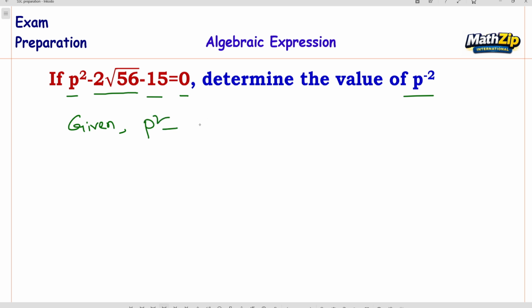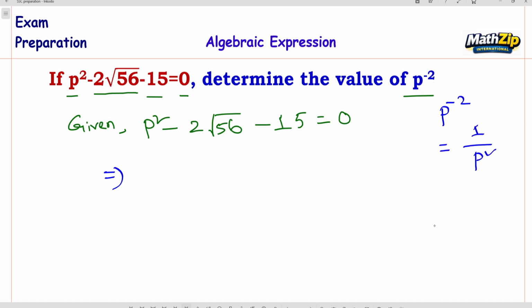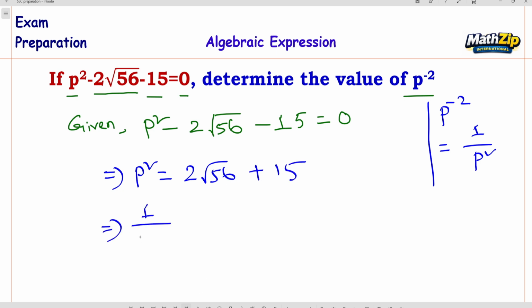p square minus 2 root 56 minus 15 equals 0. So our target is to find p to the power minus 2. Actually this one is 1 by p square as per negative exponent, right? In this case we can write p square equals, if we exchange this one, 2 root 56 plus 15. Now here we can write 1 divide p square, and the same here is also 1 divide 2 root 56 plus 15.